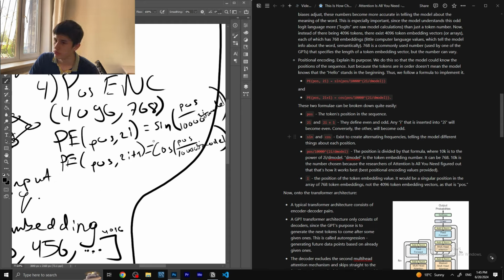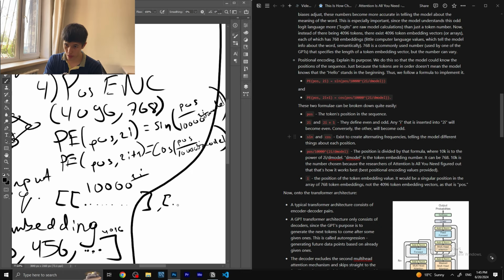We have this formula over here, 10,000^(2i/d_model). And by the way, what is 2i? It's the position of the token embedding itself. So let me expand it, still the same thing. We have these values, and the first one inside the token embedding vector is exactly what i is. And this is done for each token embedding in the token embedding vector.